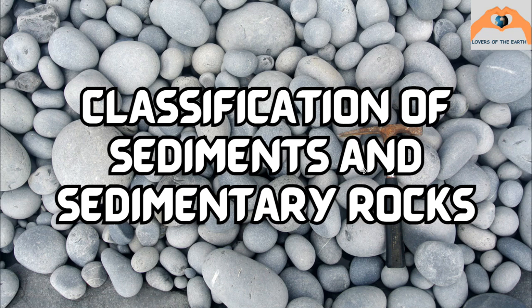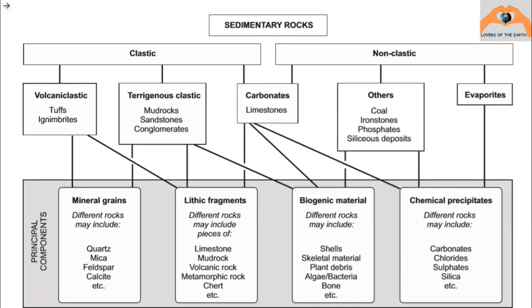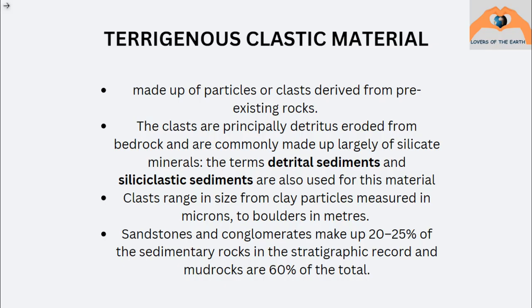So starting with classification of sediments, sedimentary rocks. Here comes the first flowchart. Through this flowchart we can easily see that sedimentary rocks are of two types, clastic and non-clastic. And further, there are subclasses: the volcaniclastic, terrigenous clastic, carbonates, evaporites, and some other sedimentary rocks. So firstly, we are going to start with terrigenous clastic. Terrigenous clastic में क्या है?